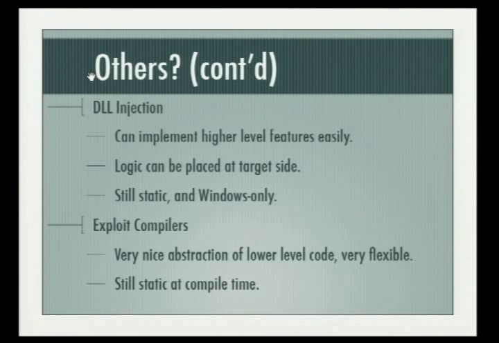And taking the next step up, we have exploit compilers, often written in scripting languages and targeted to an assembler of a target platform, allowing some level of abstraction at programming time, but they are still static at compile time. Once you compile them and get them on the victim, you can't easily change them.